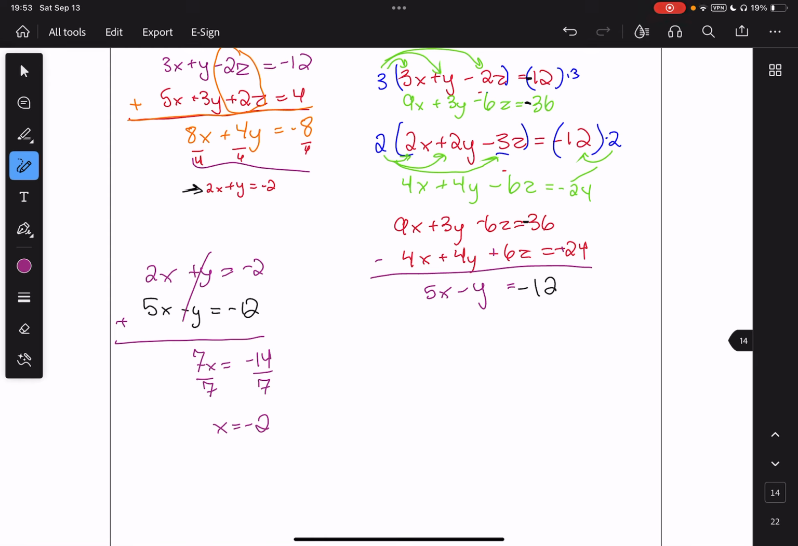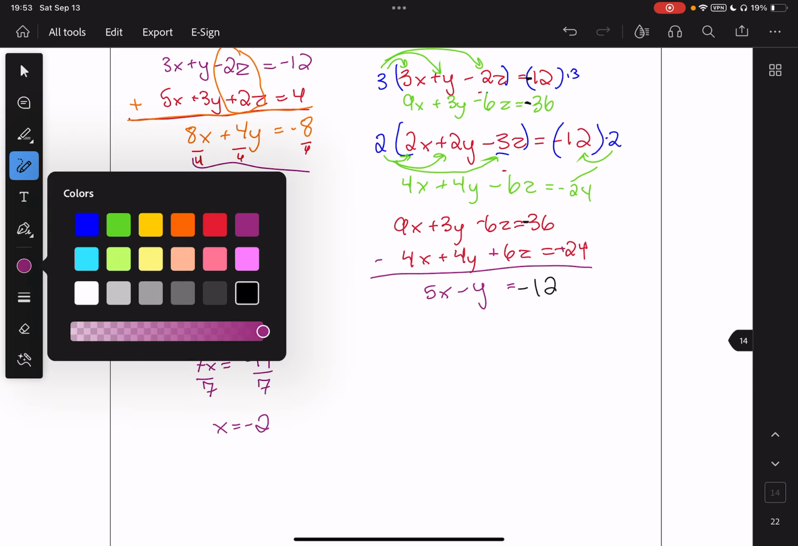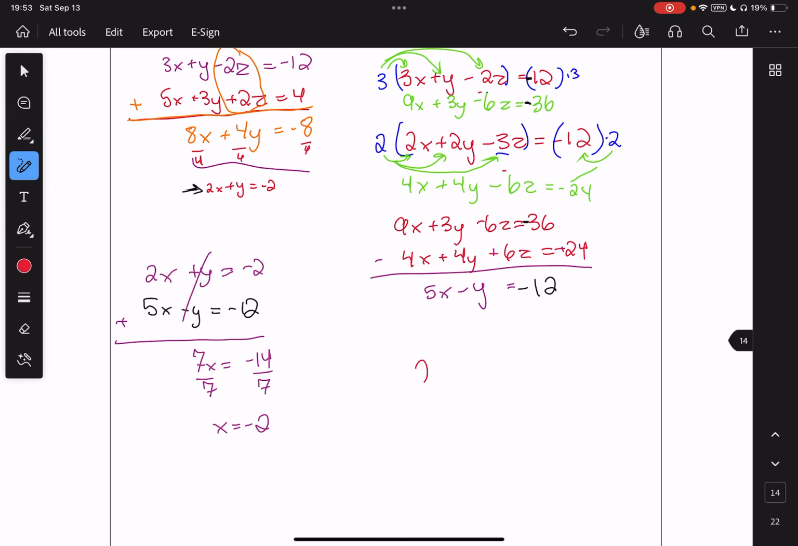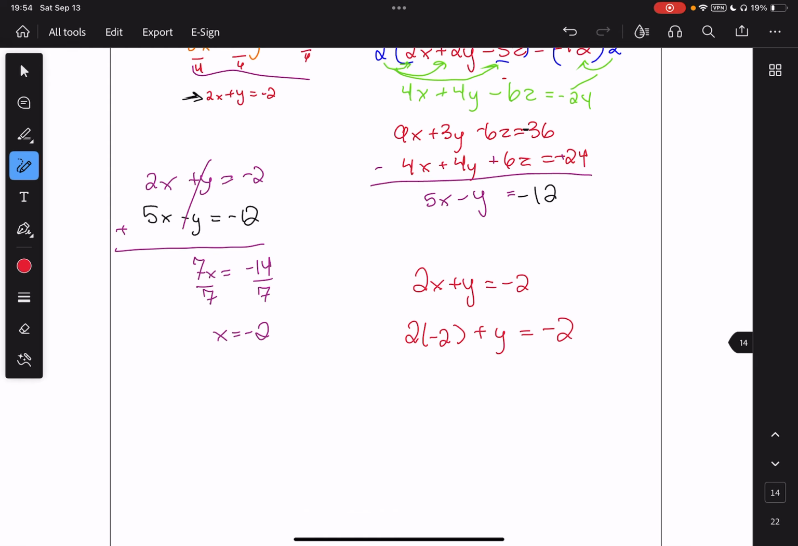So now that we have x, let's plug it back into one of our equations that we had with our two variables: 2x plus y is equal to negative 2. We're going to plug in the value we got for x, which is negative 2. We do not want to pick a 3-variable equation yet because we don't know what z is yet. So when we plug it in, we still will be left with two variables, y and z. That's why we still pick these ones.